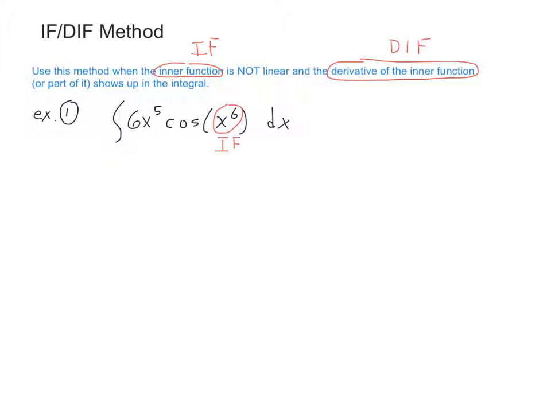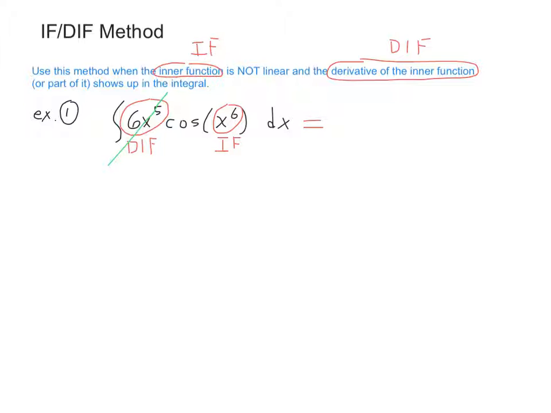Notice that off to the side here is the derivative of the inner function, or the diff, because the derivative of x to the sixth is 6x to the fifth. With this technique we need the diff to show up, and it does. We see it's 6x to the fifth. So I encourage you to just put a single line through it. Don't scribble it out. We want to still be able to see it. That indicates that we are not going to bring the diff along as part of our answer.